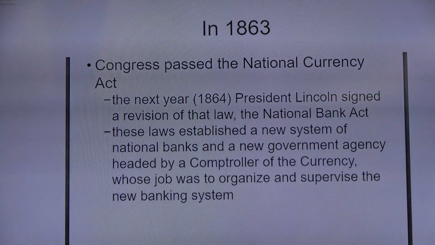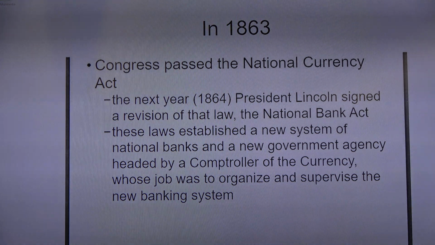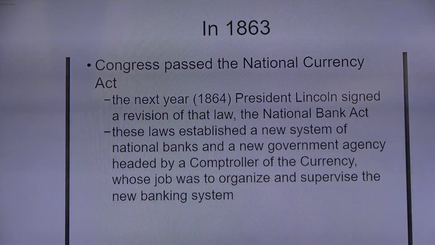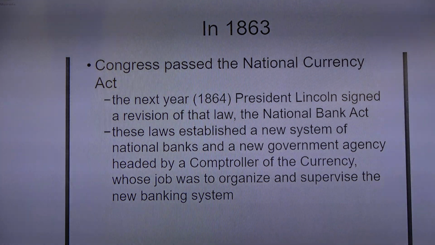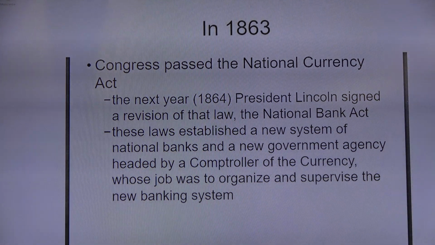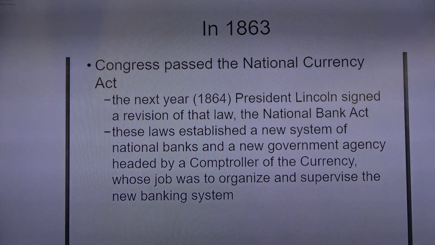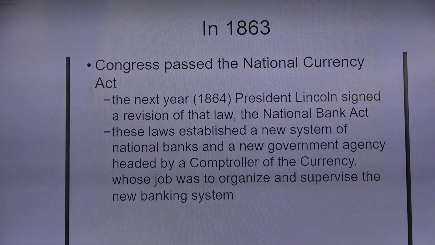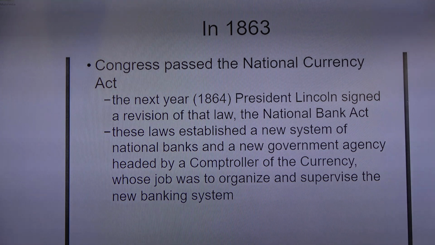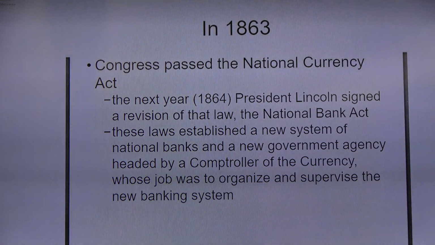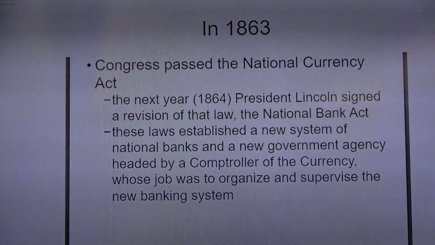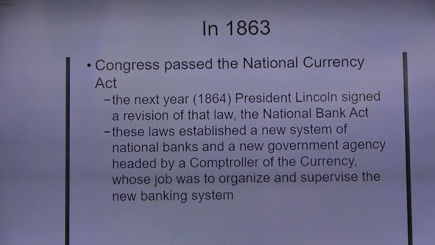So then in 1863, during this time, Congress passed the National Currency Act. The next year, 1864, President Lincoln signed a revision of that law, the National Bank Act. These laws established a new system of national banks and a new government agency headed by a comptroller of the currency, whose job was to organize and supervise the new banking system. And there still is a comptroller of the currency, and they do some of those same duties that they did when this law was enacted by President Lincoln, the National Bank Act.